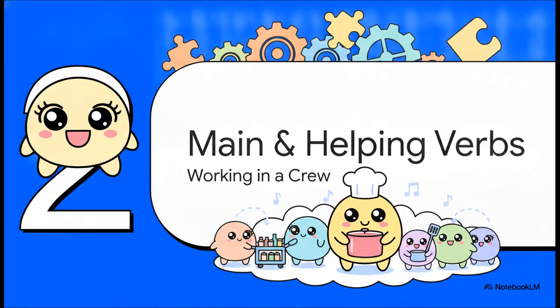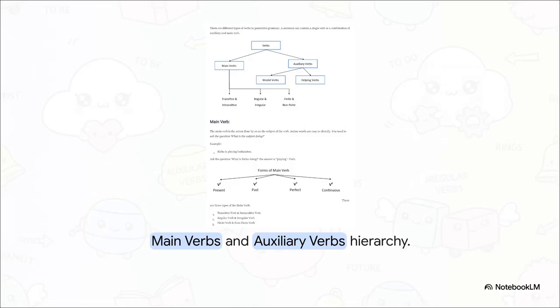Moving right along to section 2. Main and helping verbs. So verbs don't always fly solo. They often work together in a crew, and they branch out into two distinct families. On one side, we've got the main verbs. These guys are doing all the heavy semantic lifting. On the other side, we have auxiliary verbs, or helping verbs, which step in to support the main verbs.